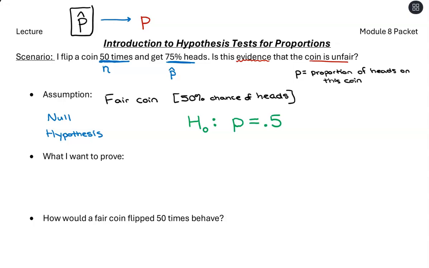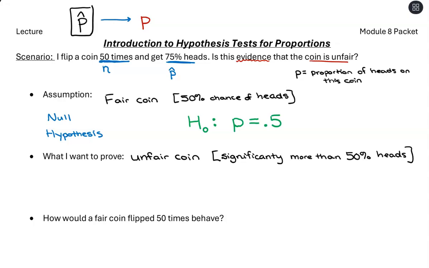Now what I want to prove, or what I'm trying to find evidence for, is that we have an unfair coin. So I see that 75%, and I want to show that the proportion is significantly larger than 50%. And being significantly larger is an important piece here. Let me write that down. To prove that it's an unfair coin, we want it to be significantly more than 50% heads.